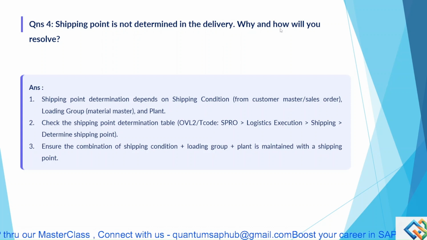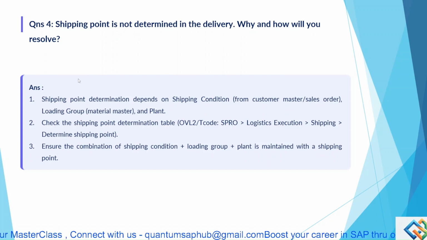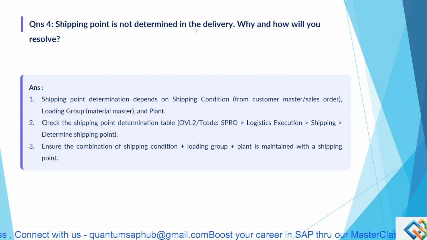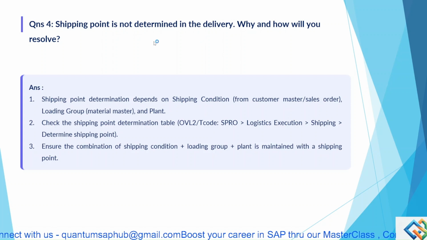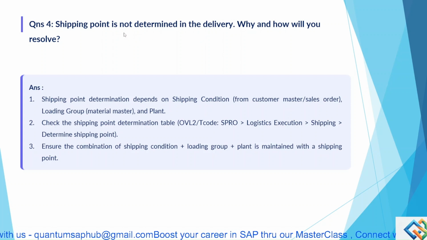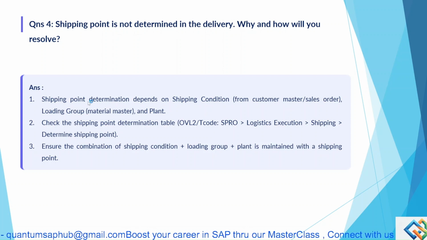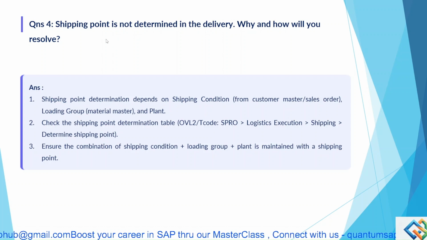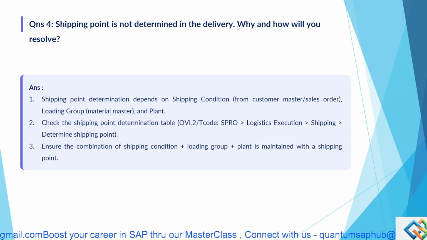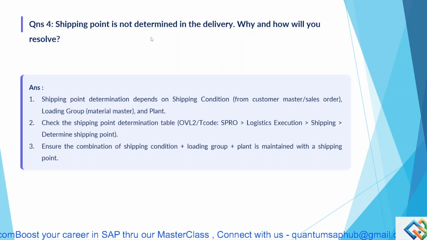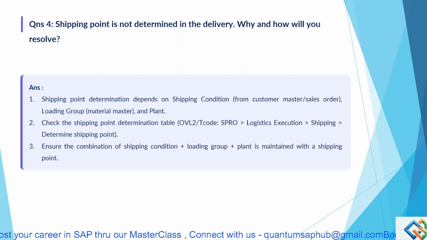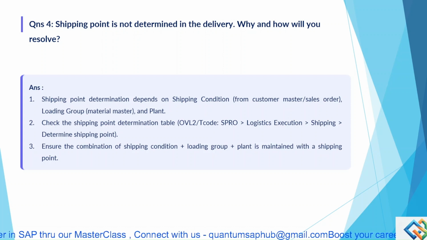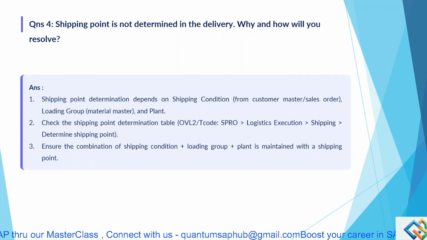Next is shipping point. Shipping point is not determined in the delivery. Then why? How can you resolve this? Basically, shipping point determination also happens at the sales order level. So the question may be tricky, that they're asking about the delivery, shipping point is not determined in the delivery, but it might be about the sales order when you create it.